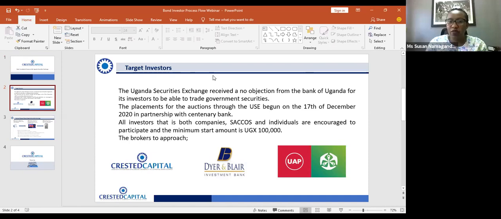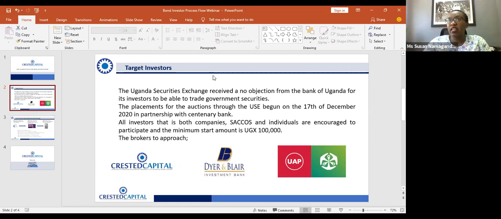So just like what I had briefly touched on, the Uganda Securities Exchange received a no objection from the Bank of Uganda. That is our central bank, the one in charge on behalf of the Ministry of Finance of issuing these securities to the investing public. So we received a no objection from them as the USE. And so the brokers that are able to take on are there.